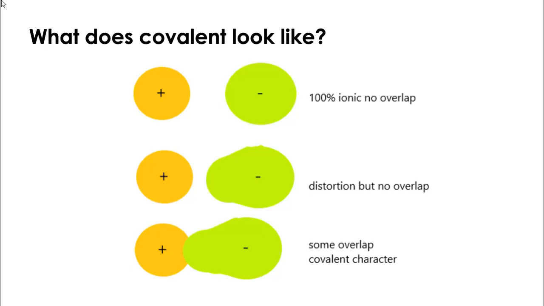It's still ionic. And then the bottom one shows that the positive ion has managed to drag that electron density towards it, and there's some overlap. So some of that electron density is in between the two nuclei, between the positive ion and the negative ion. And because you've got that overlap, that means we've got some covalent character.